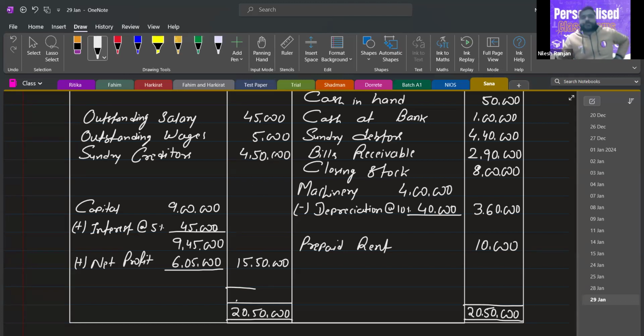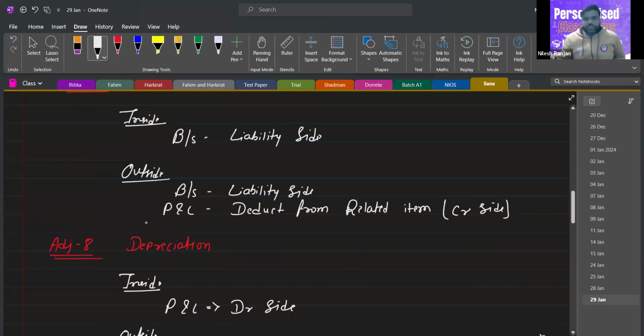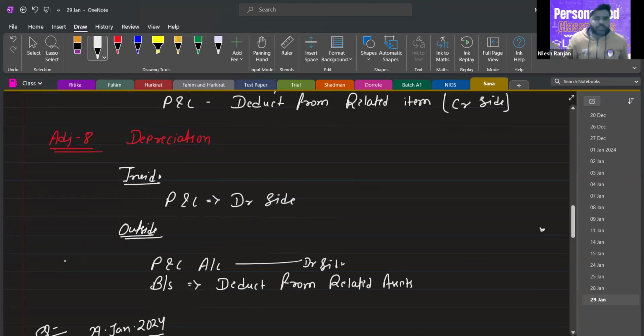So this is our adjustment. We have completed a total of 8. Now the most important one, the most difficult adjustment you can say, is bad debts. You know about debts. You know the concept of bad debts.